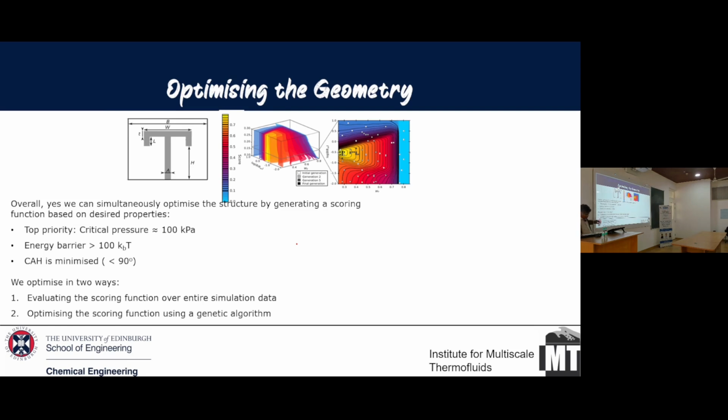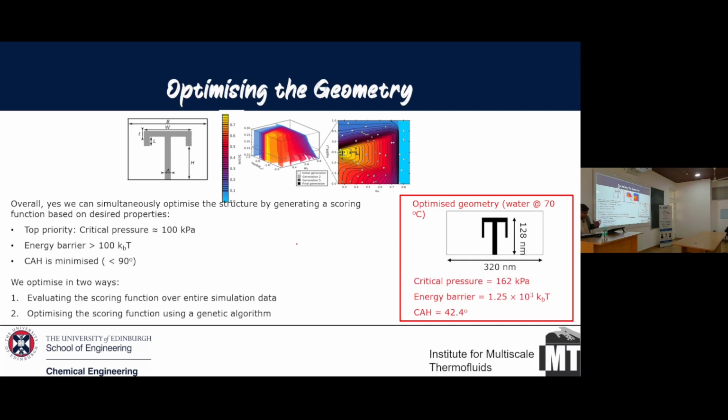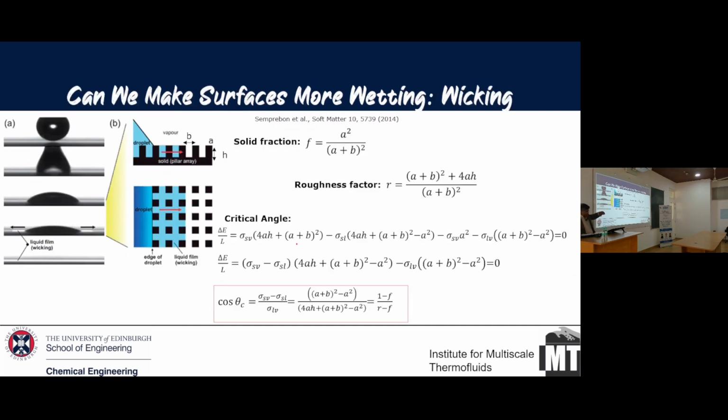Yeah, so there are some things which I mentioned here about optimizing geometry. But again, the key parameters, I think, are critical pressure, energy barrier, and contact angle hysteresis. I don't need to mention too much about that. Do we have any questions before we go ahead?